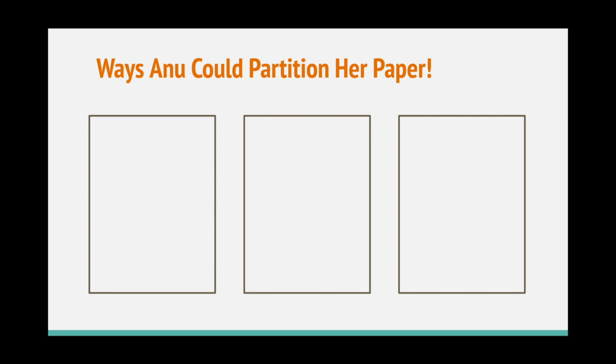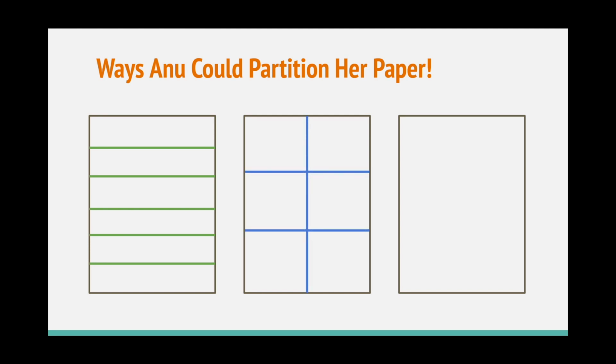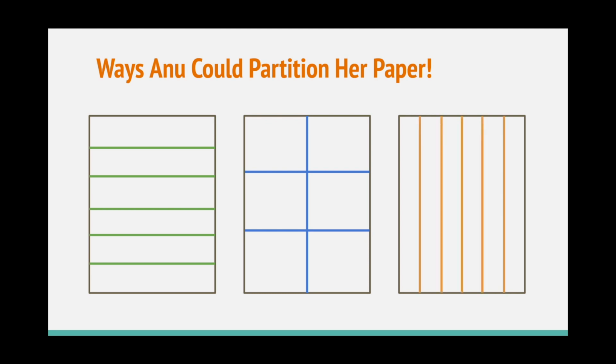Okay, so I'm going to show you 3 different ways Anu could partition her paper. So the first way, you could divide it horizontally. So there's 6 equal parts. 1, 2, 3, 4, 5, 6. You could do it perpendicular, where there's crosses there. 1, 2, 3, 4, 5, 6. 6 equal parts. And you could do it vertically, where the lines go down the middle.